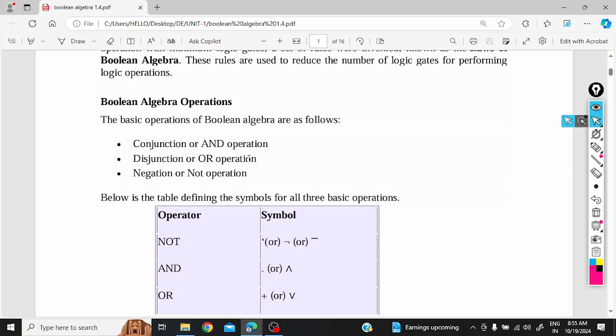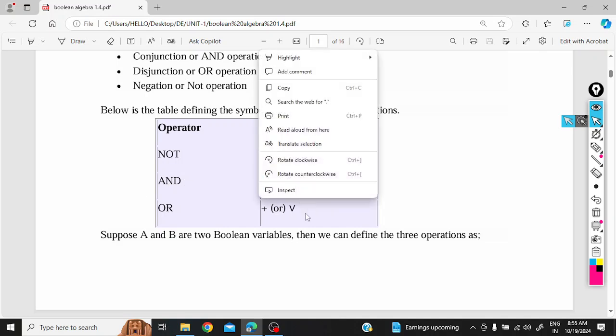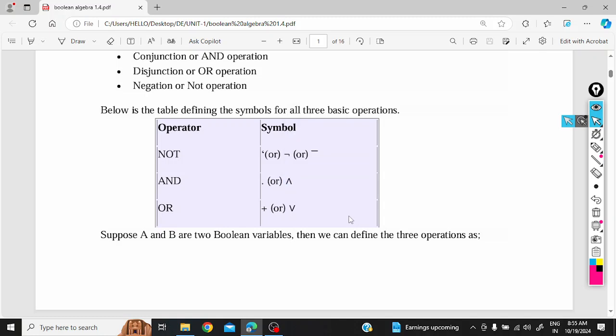Basically, we are going to use the AND operation, the OR operation, and the NOT operation. These operations are represented using symbols. You can see this is one symbol and this is one more symbol, or a single apostrophe, which we are going to use for the NOT operation. For the AND operation, we are going to use a dot or a cap. For the OR operation, we are going to use a plus symbol or an inverted V.